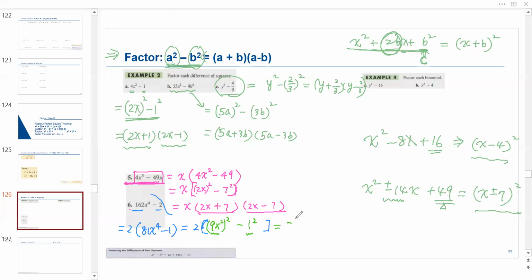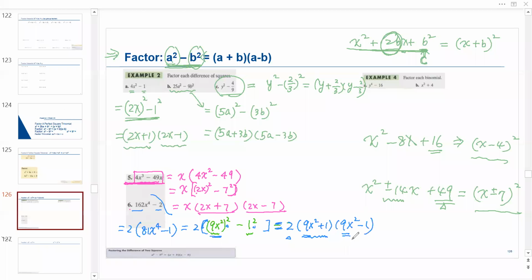So what's the rest? The rest we copy here first. So this part became what? 9x squared plus 1, 9x squared minus 1. Did you see that? So here is the first one squared, right? We add the square, and the second one squared here. Did we factor this one completely or not? 2 definitely cannot be factored. 9x squared plus 1, this one we cannot continue to factor, right?